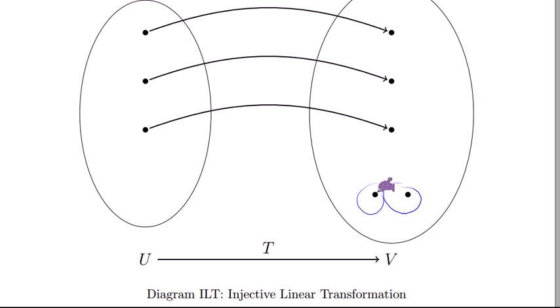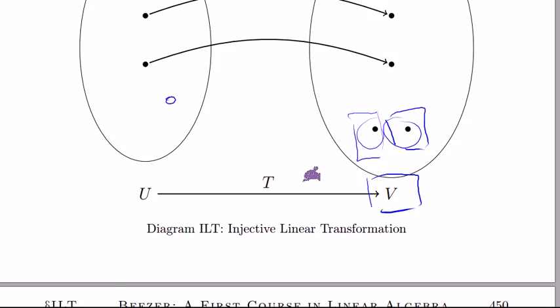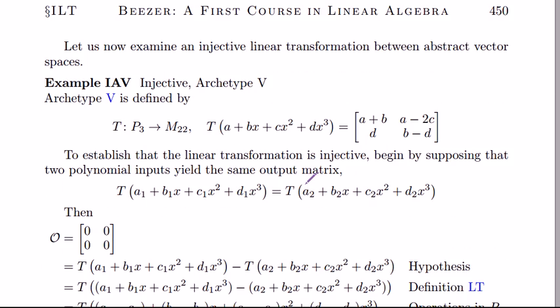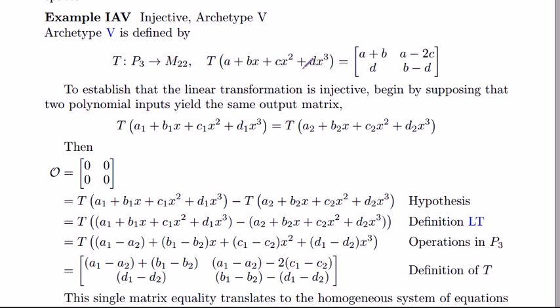Here's a cartoon for an injective linear transformation. Notice these odd men out here. Injective does not mean that every vector in the codomain has a vector in here that goes to it. That's not necessarily the case. We'll reserve that for the next section. Okay, so let's think of another example here. We have a mapping from polynomials of degree 3 to 2 by 2 matrices.